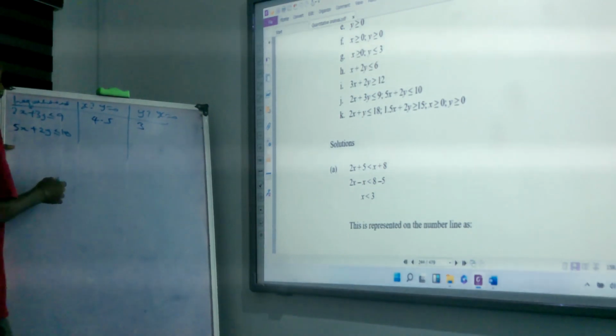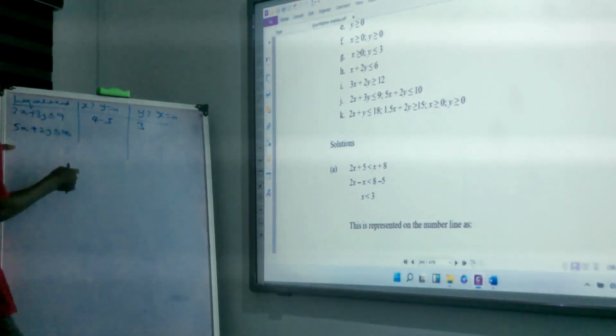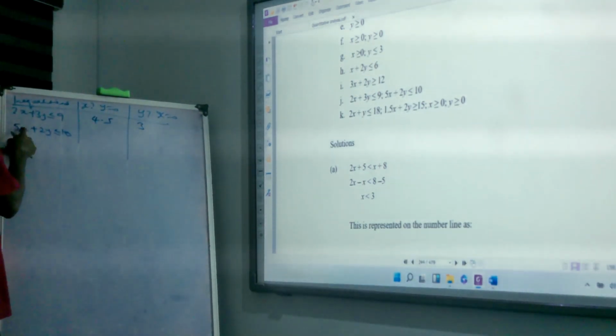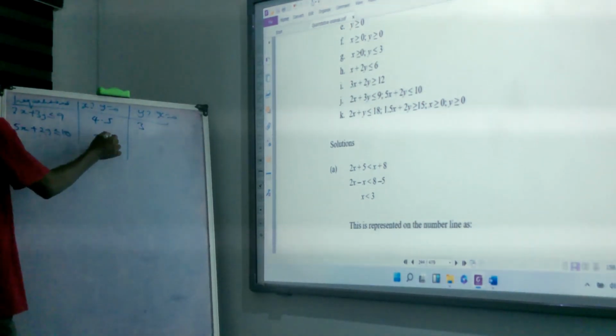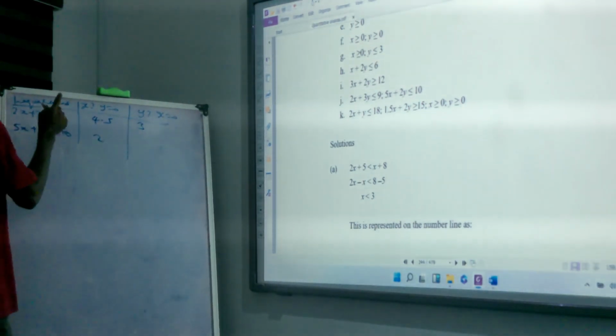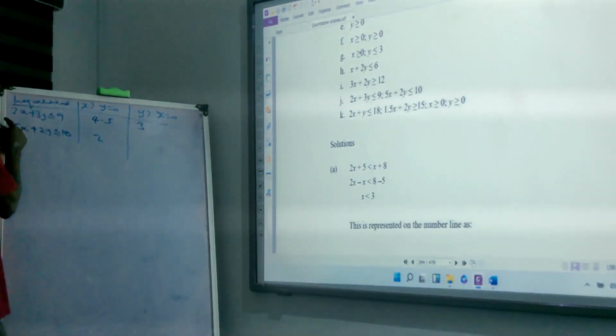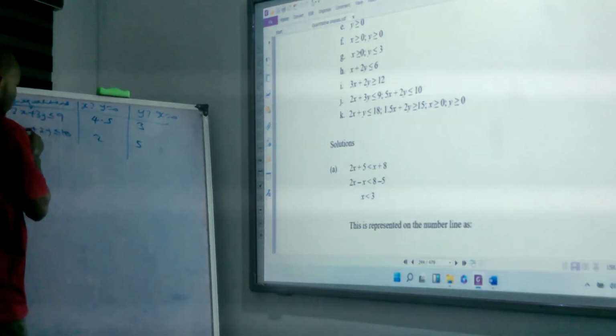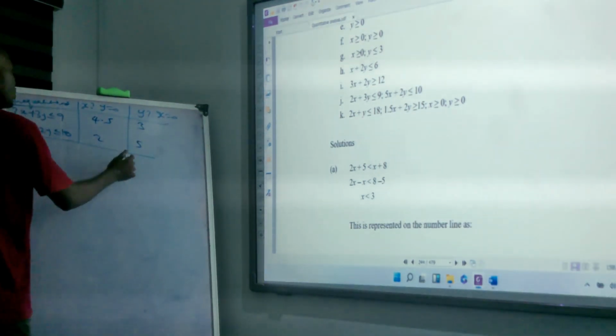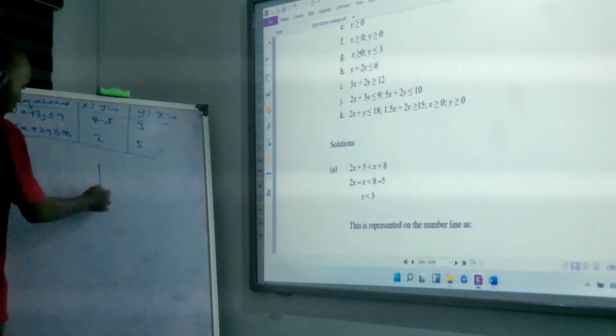So we have when y is 0, 2 times 0 is 0, so 10 divided by 2, that will be 5. When x is 0, 5 times 0 is 0, then 10 divided by 2, that will be 5. We have this already. So now, can we draw this on a number line?